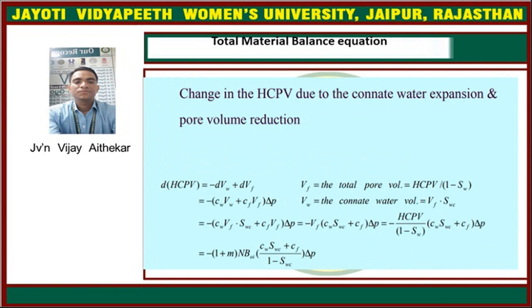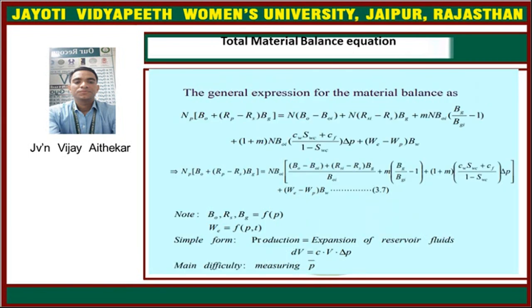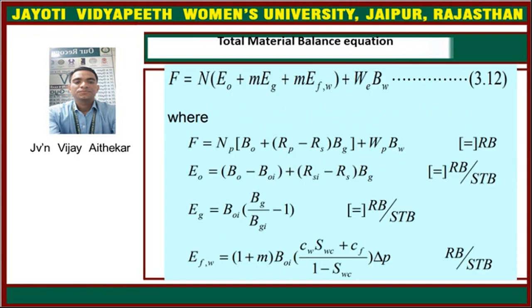Finally, we get this equation, which is the change in hydrocarbon pore volume due to connate water expansion and pore volume reduction. The general expansion material balance can be written using this equation. Finally, we get B equals Cf V del P, and F equals N Eo plus m Eg plus Efw plus We Bw. We have the different values of F, Eo, Eg and Efw shown in this diagram.